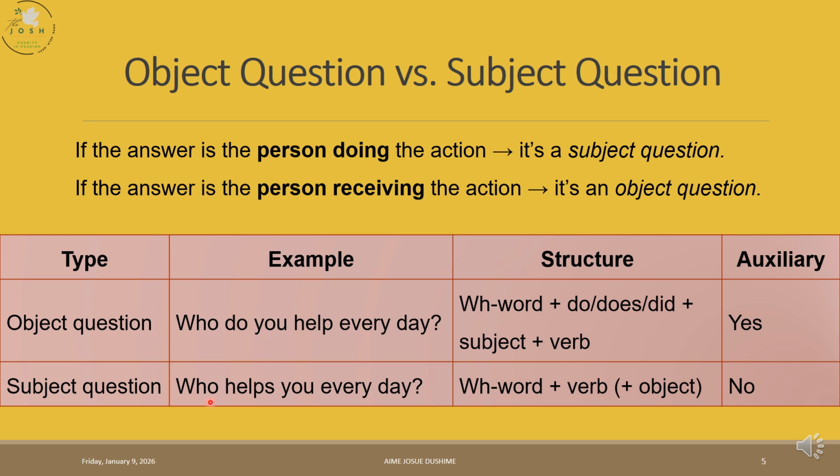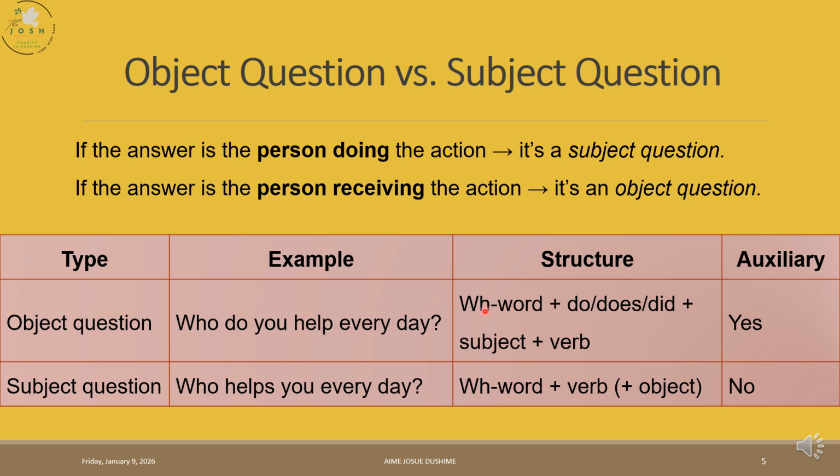And when I say who helps you every day, I want to know the person doing the action. This time you, the one I'm talking to, are the one receiving the action, you're not the one doing the action. And I'm not asking about you, I'm asking who does the action to you. The doer of the action is the one I'm asking. In that case, it is a subject question.